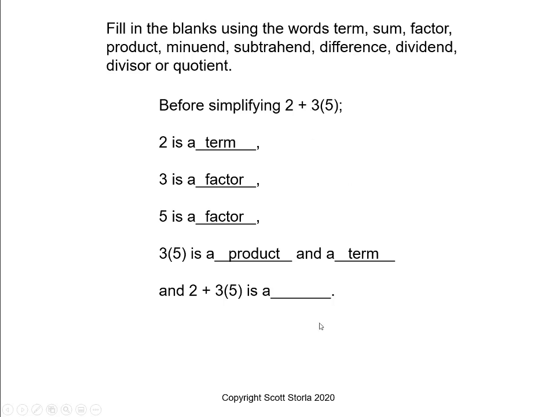Last, we often name an expression by the last operator we're going to perform. So in this case, we have 2 operators, adding and multiplying. But the last one we're going to do is addition, and that makes the entire expression a sum.